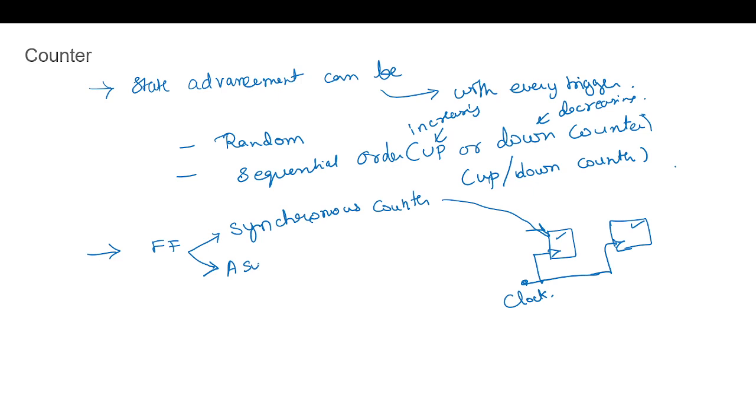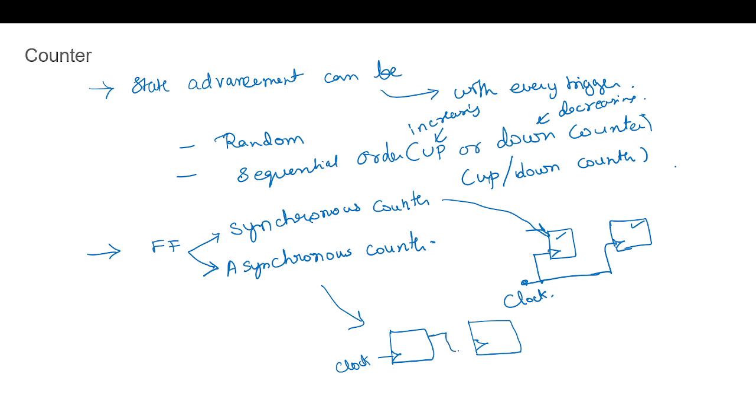And the next circuit is the asynchronous counter, where my first flip-flop is triggered from the global clock. The next flip-flop's state changes as per the output of the first flip-flop. These circuits are known as asynchronous counters. The state of this flip-flop will not depend on the clock, but it will depend on this output.